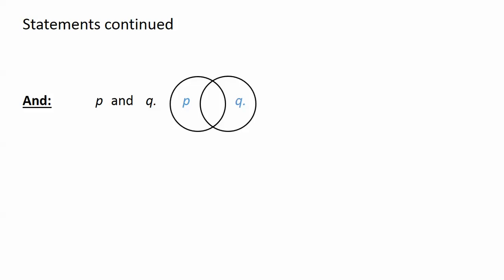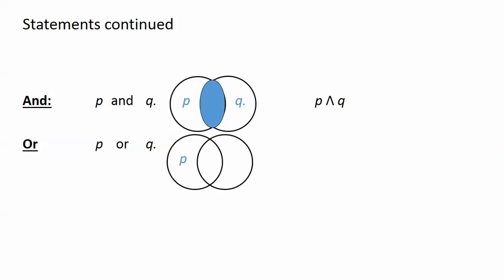Statements continued. And. P and Q. That means if the left is P and the right is Q, P and Q would be the center. P and Q. We have that caret pointing upwards. Or, P or Q. Again, on the left we'll have P, and on the right we'll have Q. P or Q means anything in either bubble would be P or Q. It could be just P, it could be just Q, or it could be both. P or Q. This time, we have that caret facing downward.